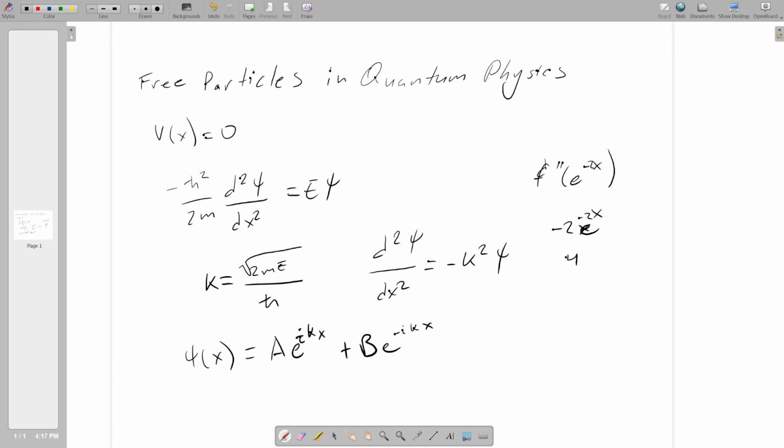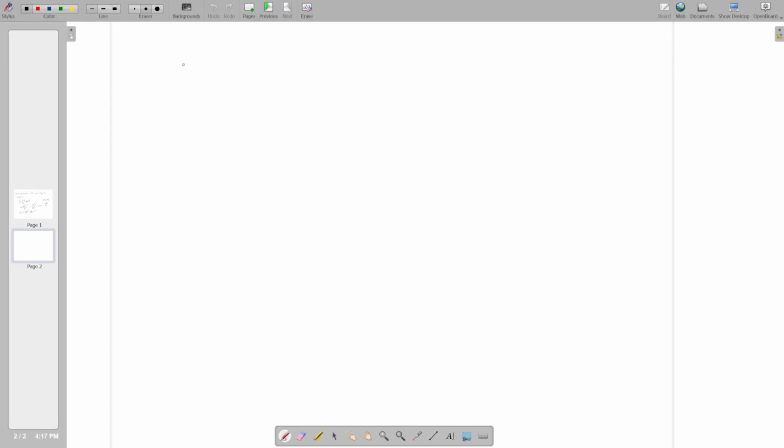So let's add now our time dependence. Fortunately I can't scroll, so I have to do a new page. Previously that was just a function of x. Now let's incorporate our time dependence. So now we have our function of x and time. Once again, this is our one-dimensional free particle.